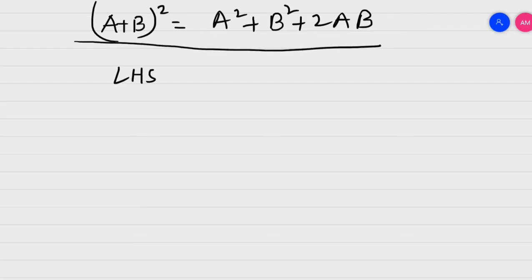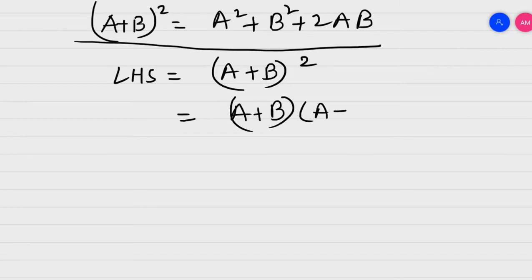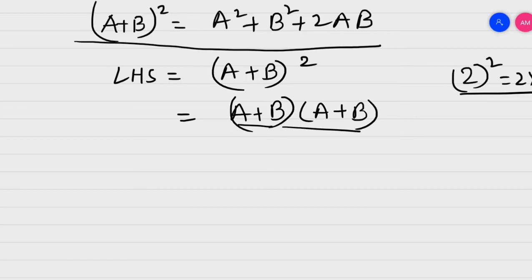Let us take our LHS. What is our LHS? LHS is (A + B) whole square. Now (A + B) whole square means what? (A + B) multiplied by (A + B), isn't it? You know that if you write 2 square, it becomes 2 into 2. So (A + B) whole square means (A + B) into (A + B). Now when you are multiplying these two, how will you do? This A will go with this one as well as this one, plus then B will go with A and then again B will go with B. This is how you multiply, isn't it?